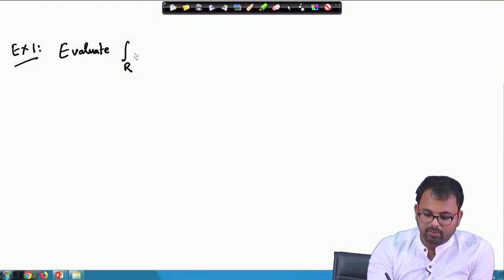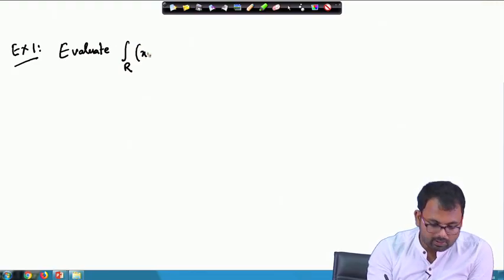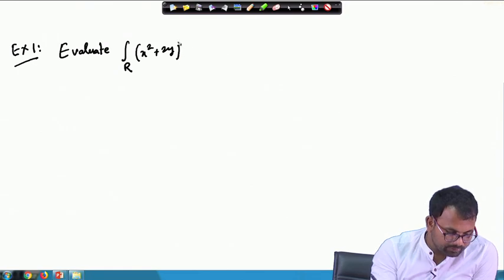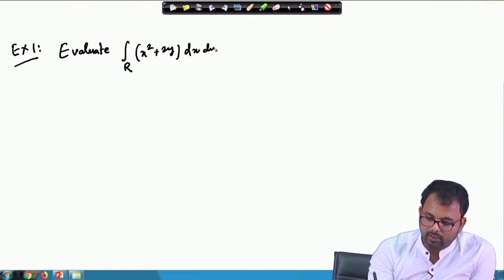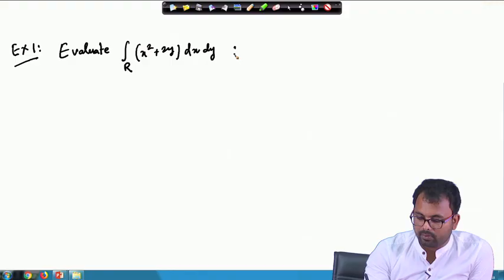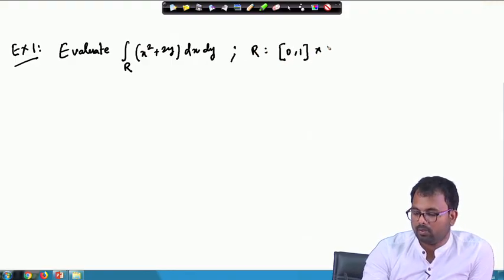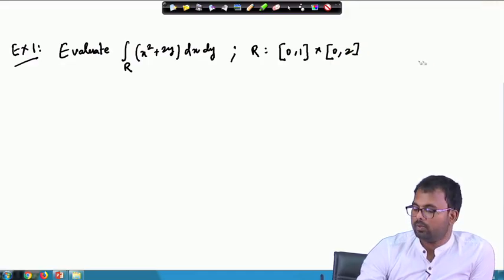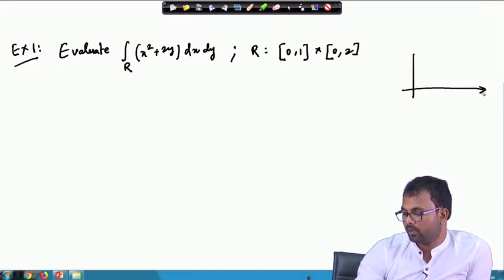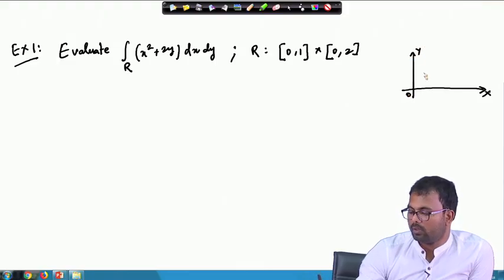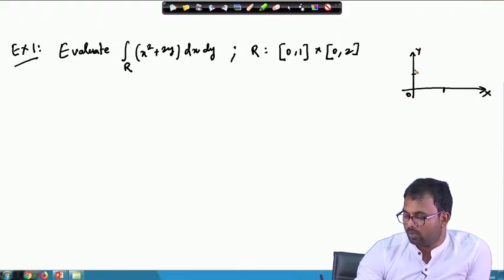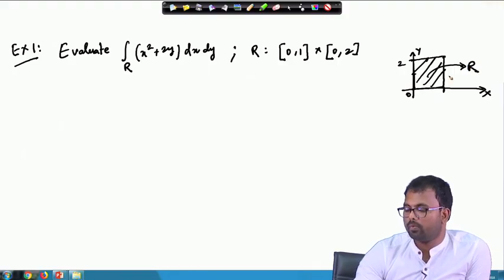All right. So, the integral over the rectangle R of x square plus 2y dx dy, where our R is basically 0 comma 1 times 0 comma 2. That means our rectangle looks like 0 comma 1, 1 and 2. So, this is our range of integration. That is our rectangle R, and this is where we have to perform the integration.